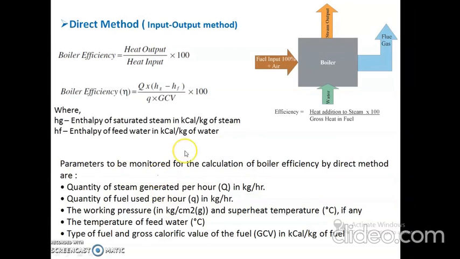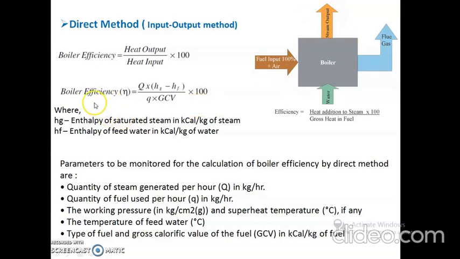The direct method is called the input-output method, and in the direct method, boiler efficiency is given by heat output upon heat input. On the right-hand side, you can observe that whatever input is given is fuel input plus air, 100%, and whatever output you get, the steam output, is considered.